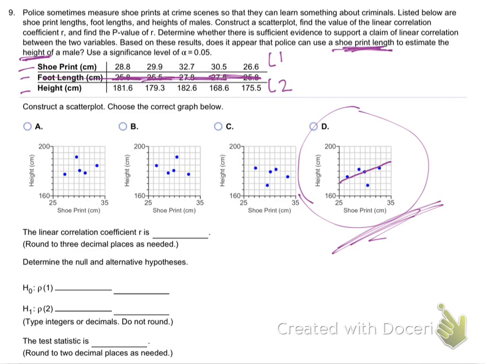What'd you all get for R? 0.216. Okay, me too. I thought maybe I was crazy. Yeah, 0.2167. I guess it rounds to 7, huh? So 0.217.